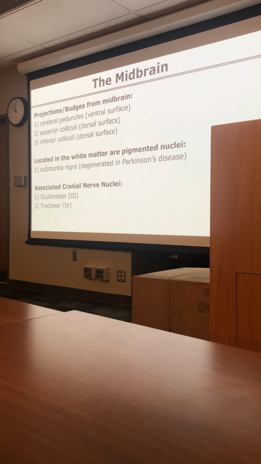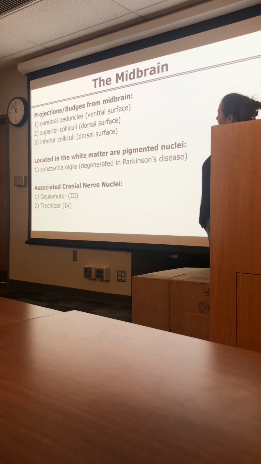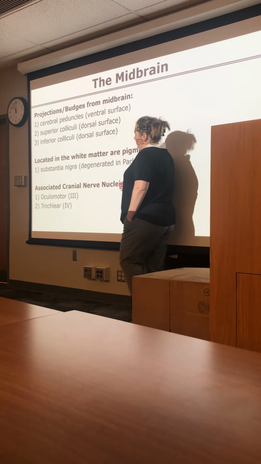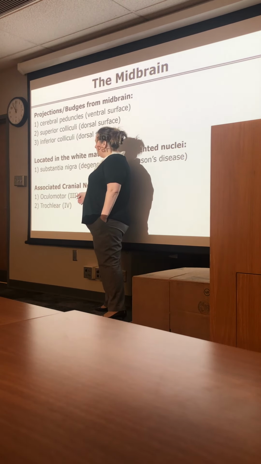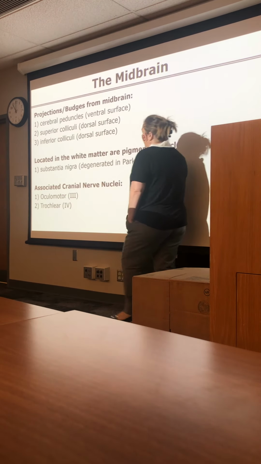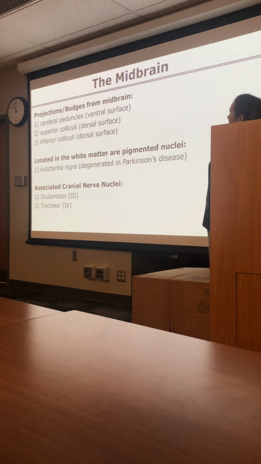So let's talk about the midbrain first. It comes from the mesencephalon, and we're going to see that the midbrain has a number of projections that you can see along the surface. We also see that there are a lot of nuclei in the white matter. Some of those nuclei are actually associated with cranial nerves. Cranial nerves 3 and 4 will actually have nuclei associated with the midbrain or found within the midbrain.